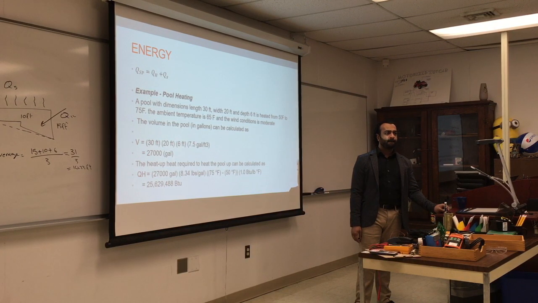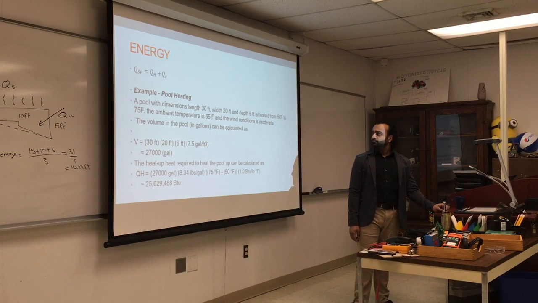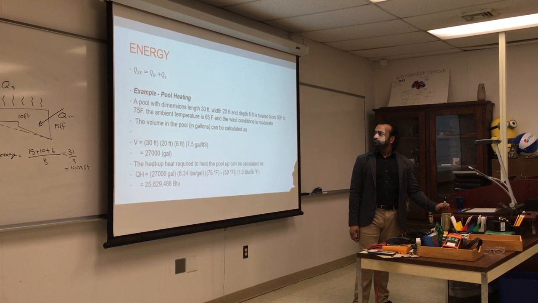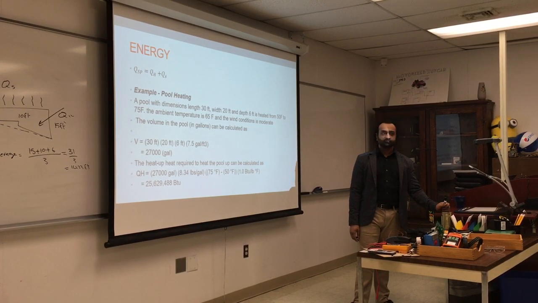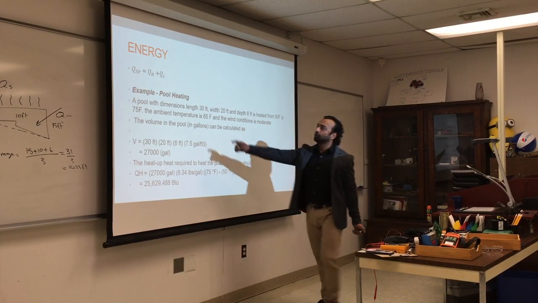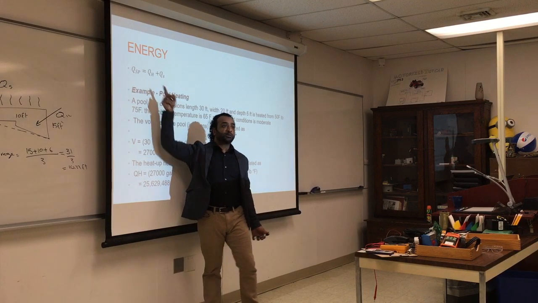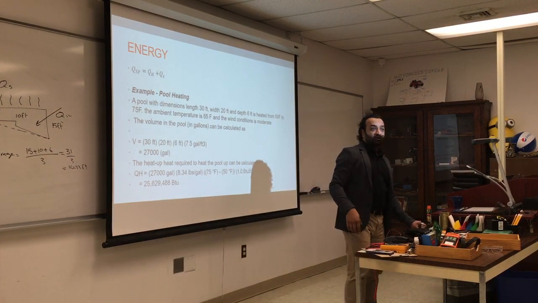Question? So the equation right there, Q_supply equals Q_heat plus Q_loss. The answer you got, 25 million, that's the Q. That's only Q_heat. Yeah. That's what I need to put into that pool to heat it.